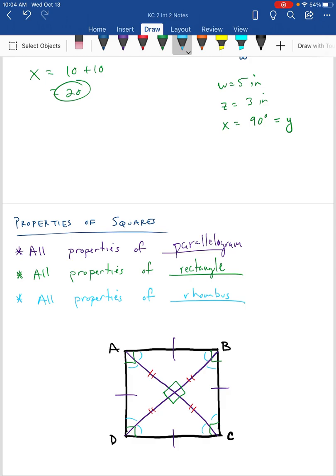Again, we can also draw in here that the opposite sides are parallel and things like that. I'm not going to draw it. It gets a little messy, but just make sure that you remember that it includes all of the properties of a parallelogram, all of the properties of a rectangle, and all of the properties of a rhombus. Okay? That's it.